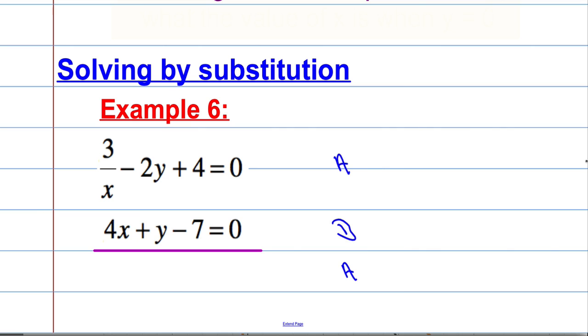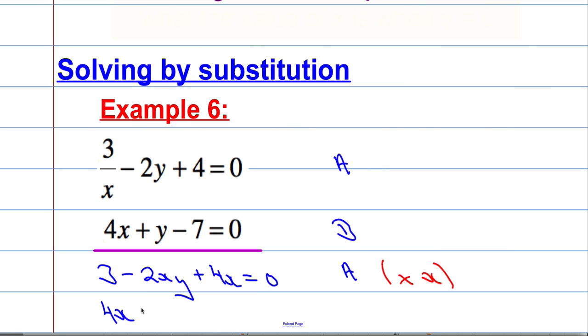So if I take equation A and I multiply everything by x, to eliminate that. If I multiply this term by x, I just get 3, because I'd have x on top over x on the bottom, and the two x's cancel out, so that leaves me with just a 3. Minus 2xy, so multiplying everything by x, plus 4x will be equal to 0. Equation B, leave it alone. 4x plus y, take away 7, equals 0.